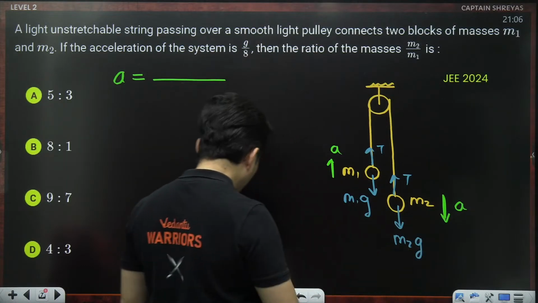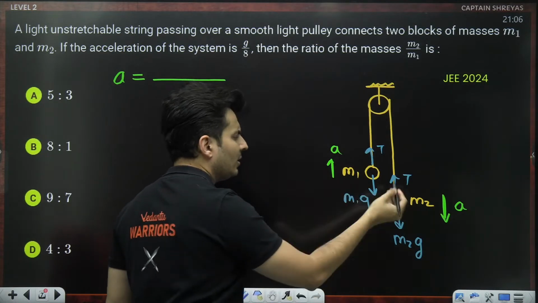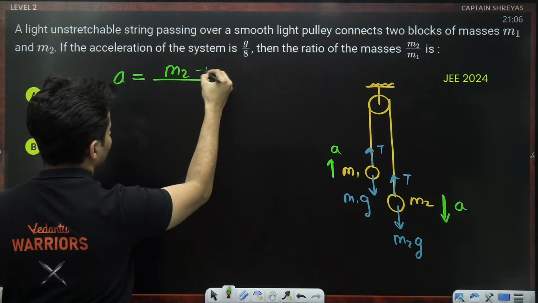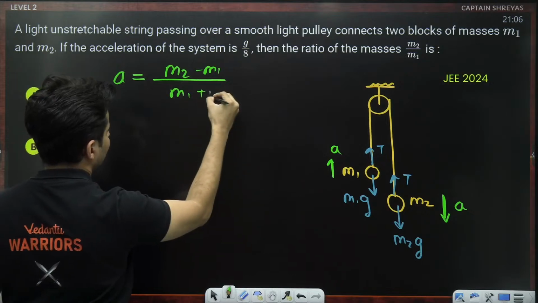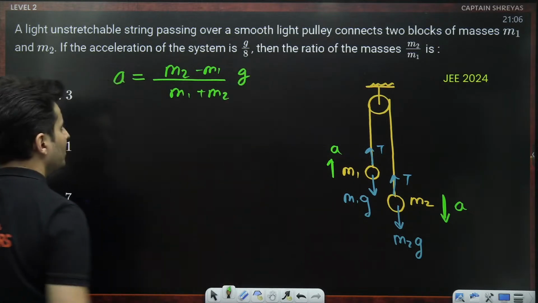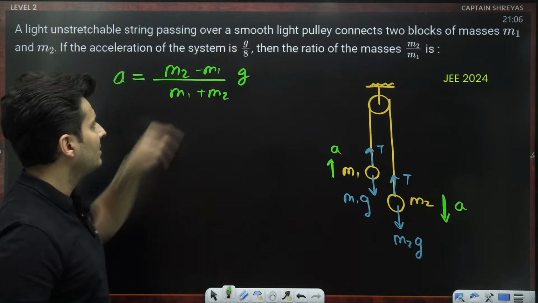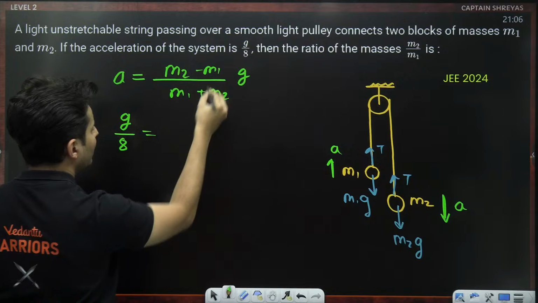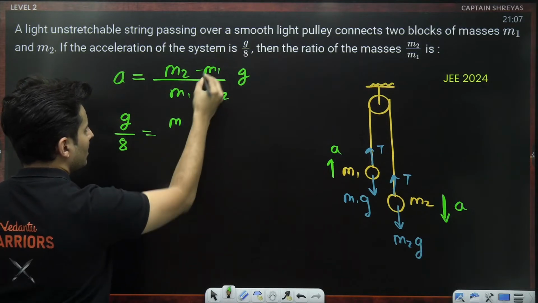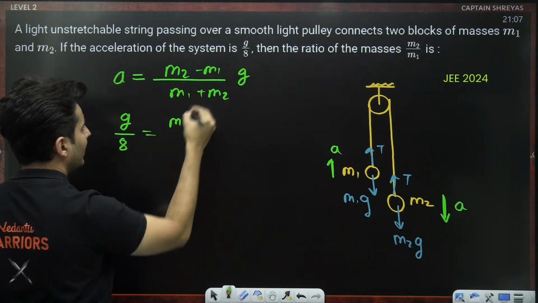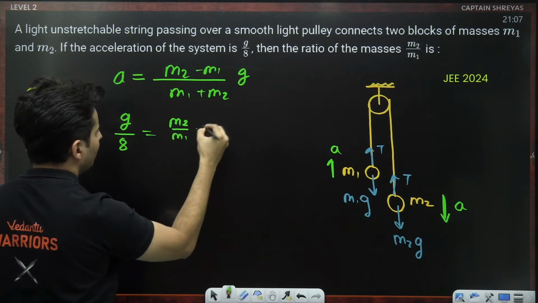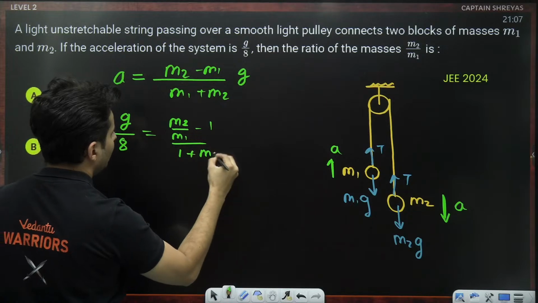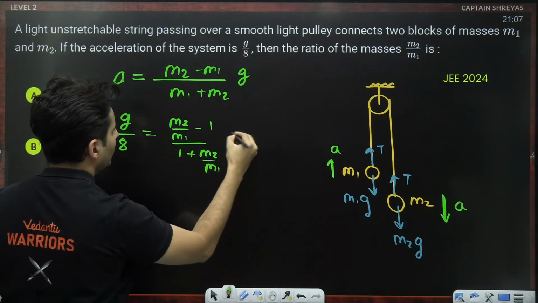You can do it by FBD, but it is a lengthy process. It's better to remember it because this problem gets repeated many times. It's the difference of the masses upon the sum of the masses into the acceleration due to gravity. But this acceleration itself is given to be g by 8. So g by 8 is equal to, divide numerator and denominator with m1. So it will become (m2 by m1 minus 1) upon (1 plus m2 by m1) into basically g.